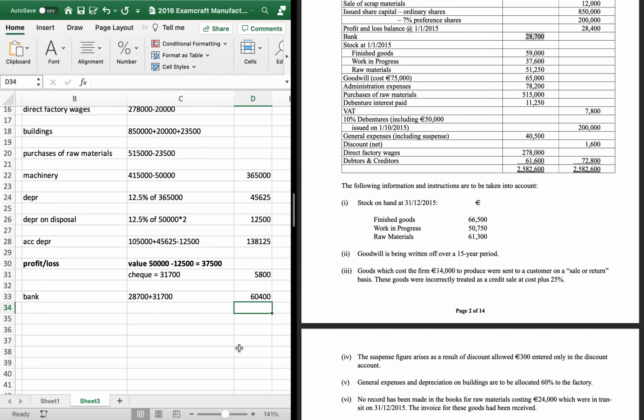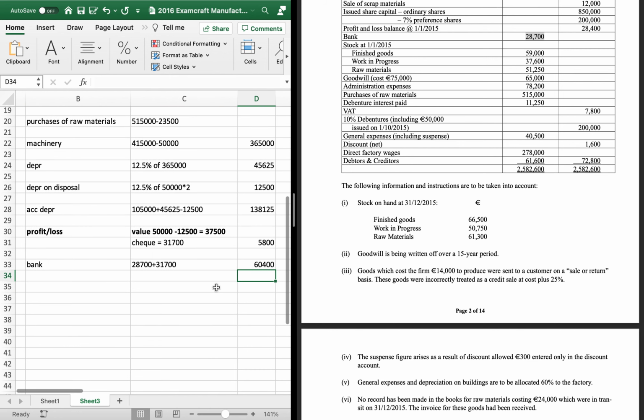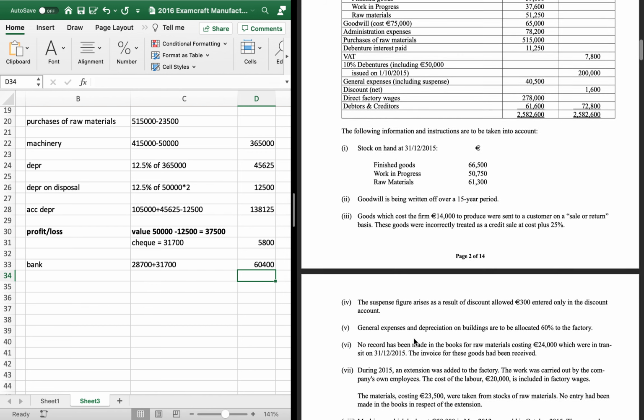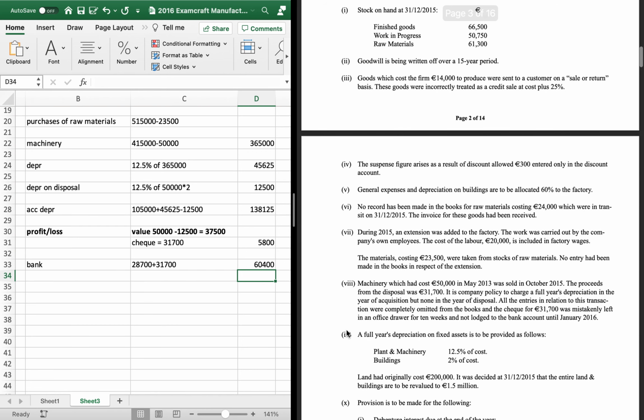Okay, so just be careful that the bank is actually a debit, which makes it an asset, or a plus to start off with, and then you're adding in the amount you've received to it. Okay, so that's that one. We've done the depreciation of plant and machinery. We have to do the depreciation on the buildings.